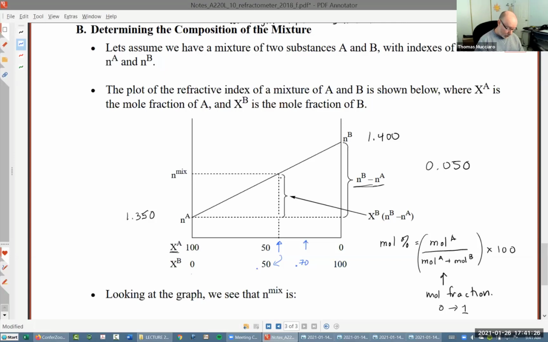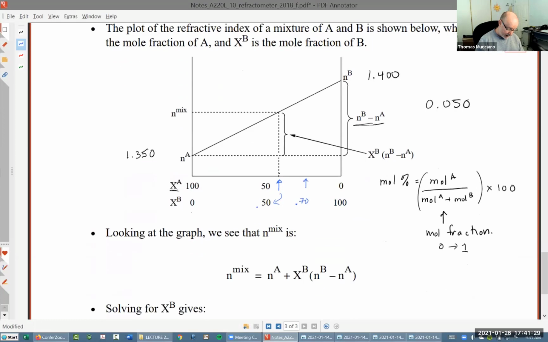So then we're going to take that and put it all together. We have our starting point, that's right here, and then we add whatever our mole fraction is times the distance between them. So we get this number, this formula right there. Okay? And in theory, all we really have to do is plug in to this formula. So for example, this would be what we measured. This would be our experimental value.